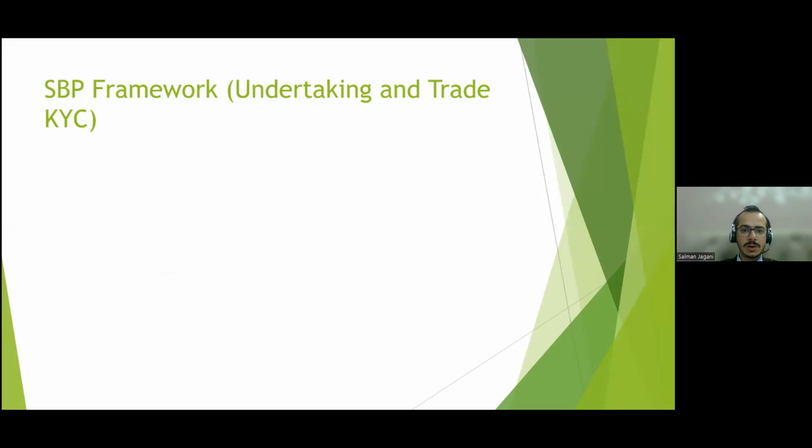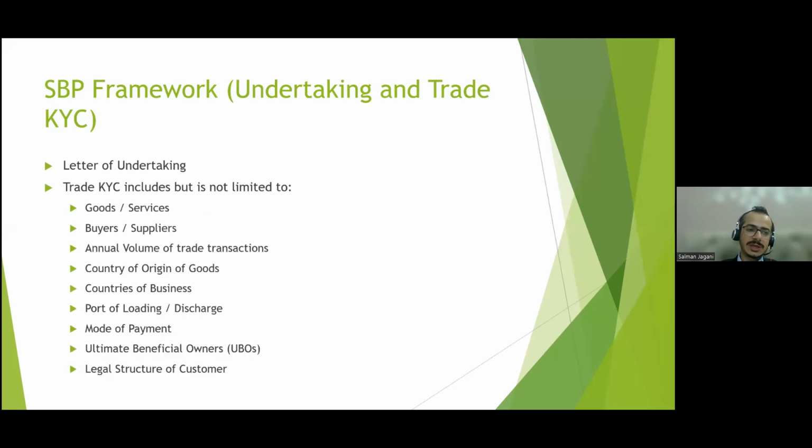Now, last but not the least, this is a little on undertaking and trade KYC. Before onboarding a trade customer, every bank needs to get a letter of undertaking signed by the customer, which includes which trade accounts they are maintaining with other banks, and how much overdues there might be, either import or export. After having that letter of undertaking, you can calculate a certain amount of risk on that customer related to the outstanding dues they have with other financial organizations.